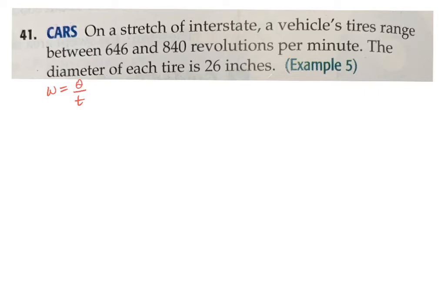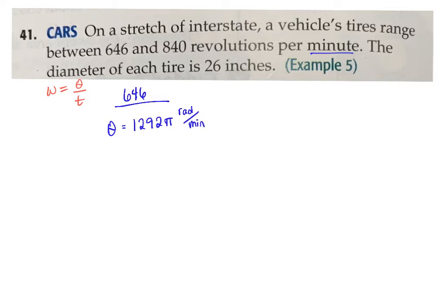So to find theta, we're going to start with the 646 first. All right. So my theta then is going to be 646 times what? 2 pi. So my theta here is going to be 1292 pi, and it's already per minute, and that's what it asked for in my question. So 1292 pi radians per minute. I'm actually done with that part of that one.